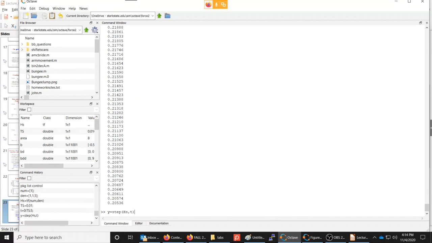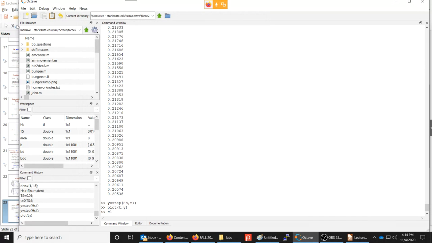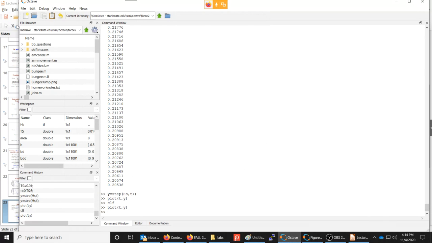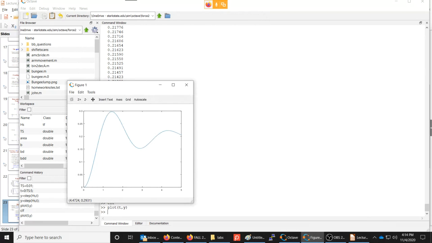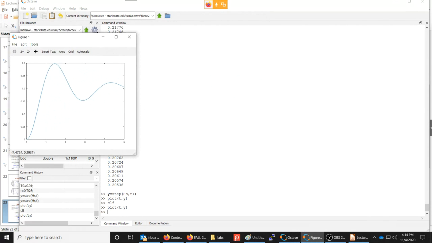Now I can say y is equal to step h of s comma t. And, well, I should have put a semicolon there. And now I can plot t comma y and look at my step response. And there's my step response. The thing is, I didn't clear my figure. Okay, so if we look at it again, there's my step response. Now the step response is still bouncing around.